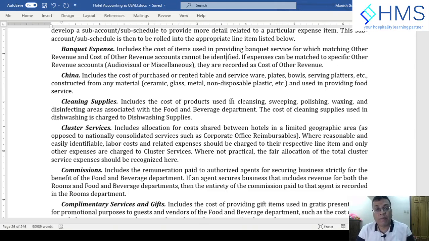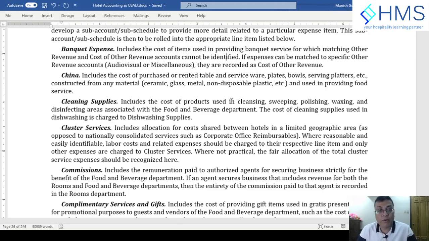So the things which are made from glass are not going to the glassware. The glassware will go only for the actual glasses, not the serviceware or the tableware or the bowls or the service platters. Then you have cost of cleaning supplies.